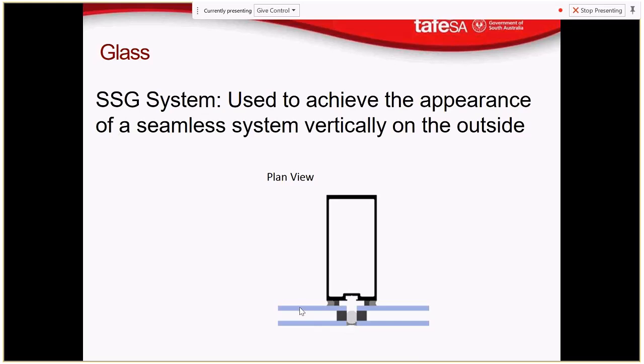And we have two panes of glass here with a mastic seal between them. They're known as insulated glass units, or IGUs. So that's how we do double glazing. That's the modern way of doing double glazing.